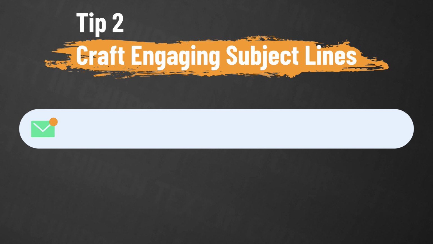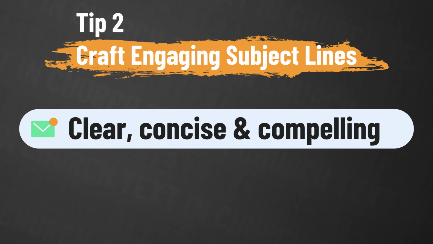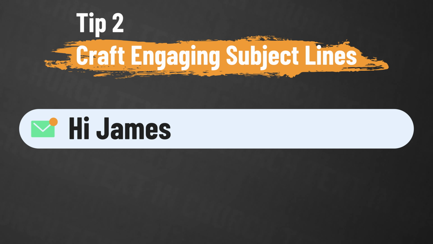And now tip number 2, craft engaging subject lines. Write subject lines that are clear and concise and compelling that actually encourage recipients to open the email. You want to include the recipient's name or personalize the subject based on their interest. And then you also might want to add emojis. Yes, emojis get people to act.